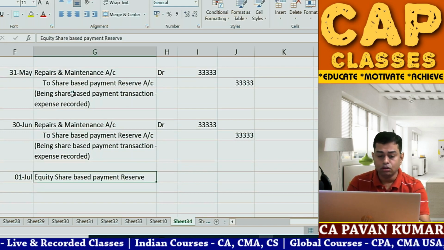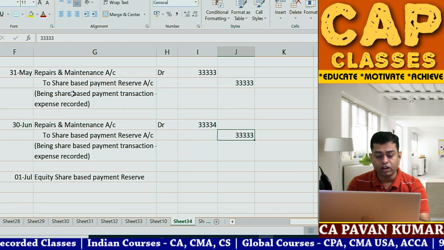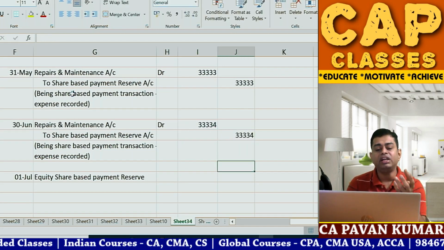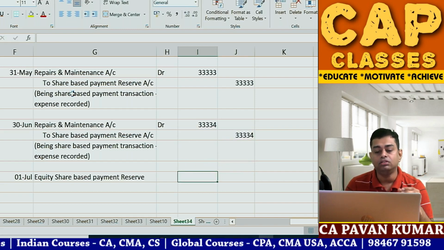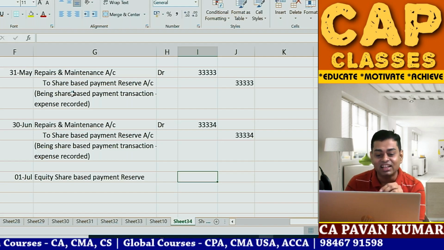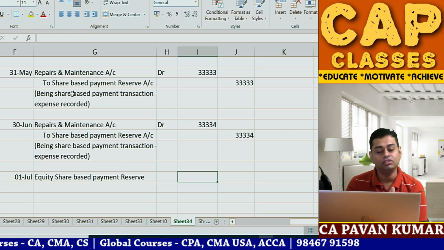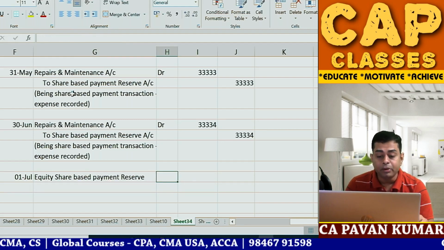1 lakh. So we can write 33,334 here, or you need to write 33,333.33 every month. Even if you write 33,333.33 every month, the last month you will write 33,333.34. Same thing, I have rounded off the rupee. So equity share based payment reserve 1 lakh.